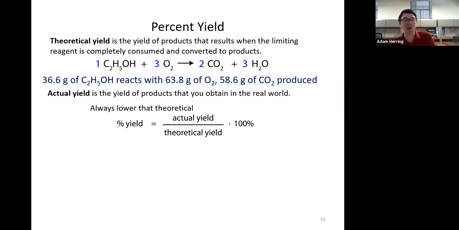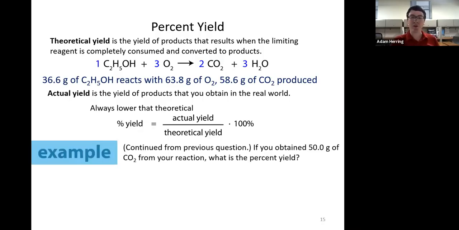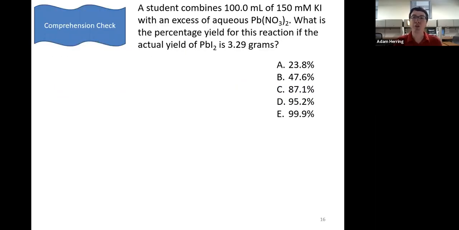How effective were we? To do this, we take our actual yield, divide by our theoretical yield, multiply by 100%. For example, from the previous question, let's say that we only made 50 grams of carbon dioxide from the reaction. What would be the percent yield? We take the 50 grams, which is our actual yield, divide by our theoretical yield, multiply by 100%, and we saw that we were 85.3% effective at making our product. It's really that simple.